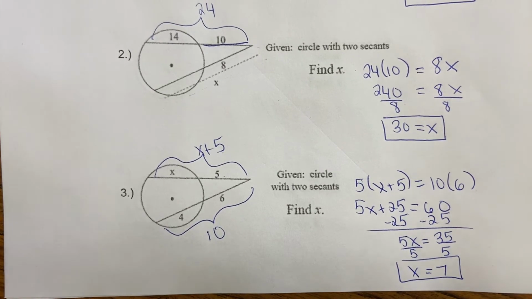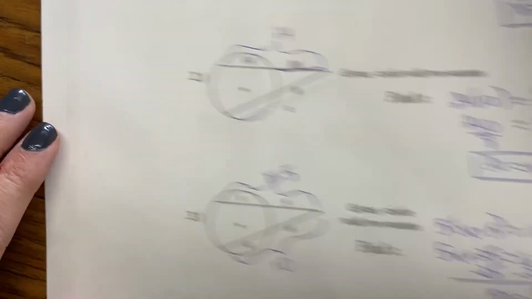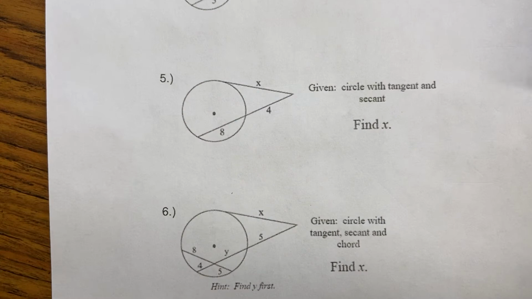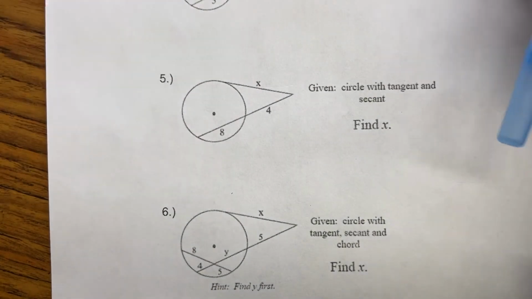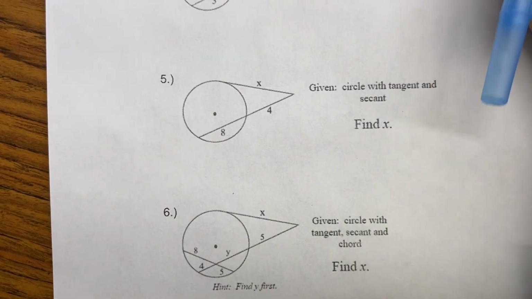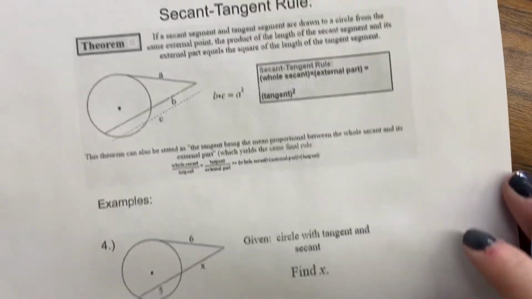Okay, so then we can turn the page. Okay, so that's secant, pretty easy. Just think wee, think French, and it's whole times exterior equals whole times exterior.